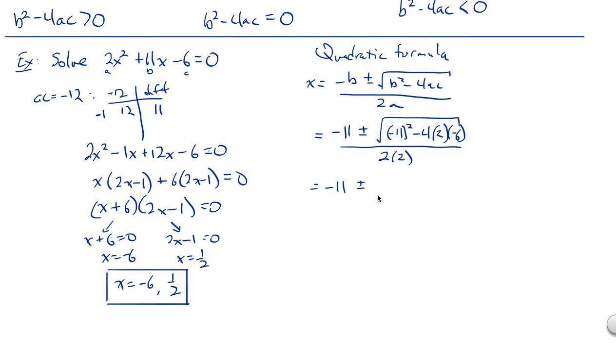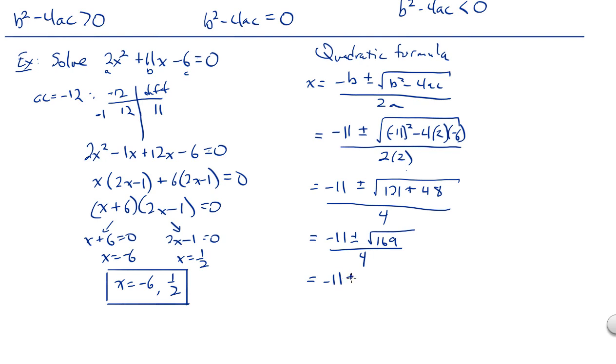Negative 11. Now we're just in a situation where we have to use order of operations and simplify this expression. You could probably plug this into your calculator, but oftentimes I'll simplify it as best I can before I type it into a calculator. Negative 11 squared is 121, positive 121. Here we got a negative 4 times negative 6, which is positive 24, times 2, so we got positive 48, all over 4. Negative 11 plus or minus the square root of 169 over 4.